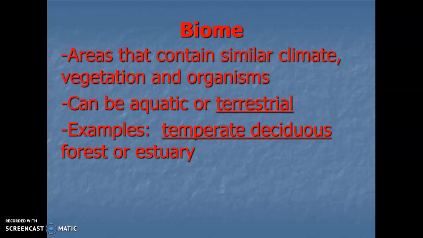And examples would be a temperate deciduous forest. Now, that's the type of biome that we live in. The temperate deciduous forest has 4 seasons, so it's temperate and is characterized mostly by deciduous trees, so trees that lose their leaves in the fall.